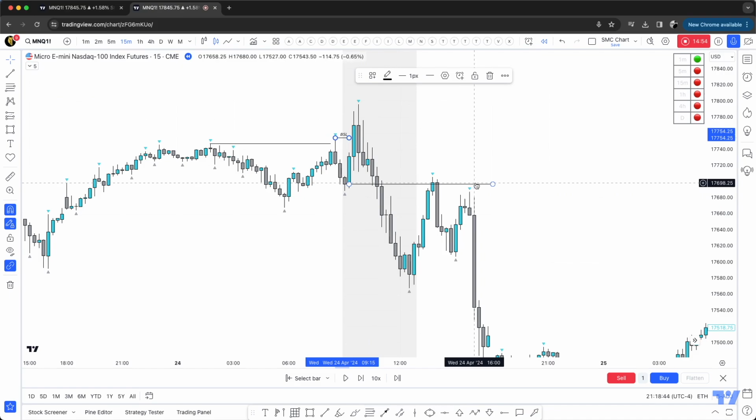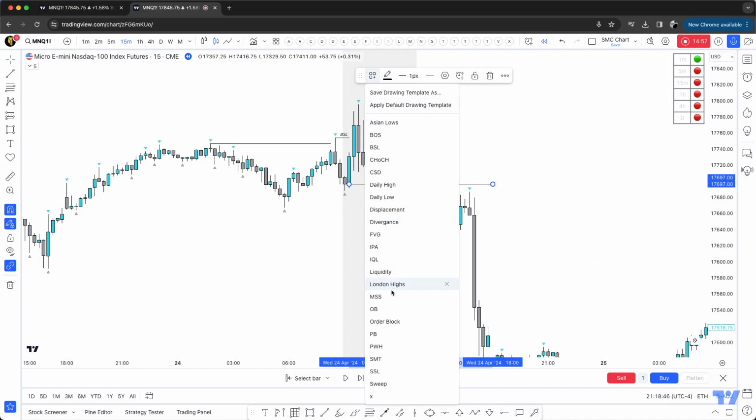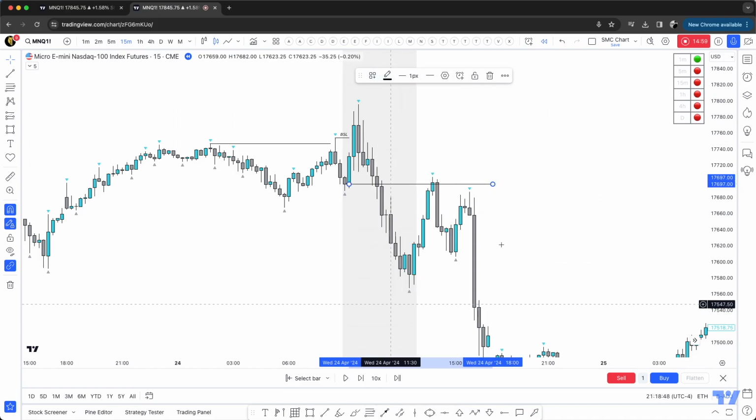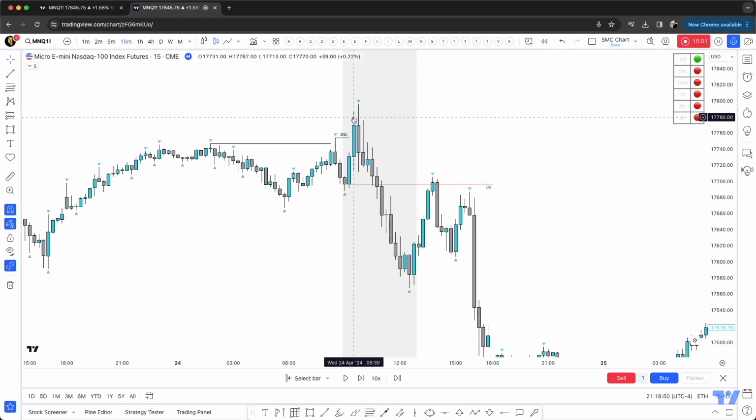Price displaced to the downside. This is my order block, in this case, my bearish order block. So price created that order block. Price comes back in, taps into the order block, and now it starts displacing to the downside.